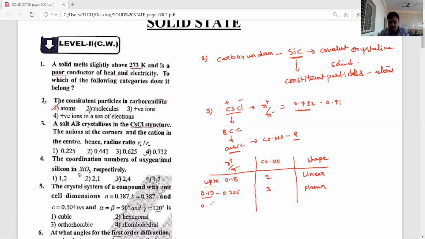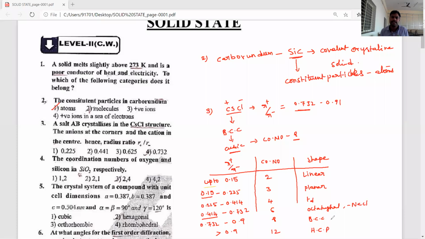When the radius ratio of cation and anion is between 0.225 to 0.414, the coordination number is 4, tetrahedral geometry. When the radius ratio is between 0.414 to 0.732, the coordination number is 6, octahedral geometry, example NaCl. When the radius ratio is between 0.732 to 0.9, the coordination number is 8, with BCC or cubic crystal structure. If it is more than 0.9, the coordination number is 12. It has HCP, hexagonal close packing crystal structure.